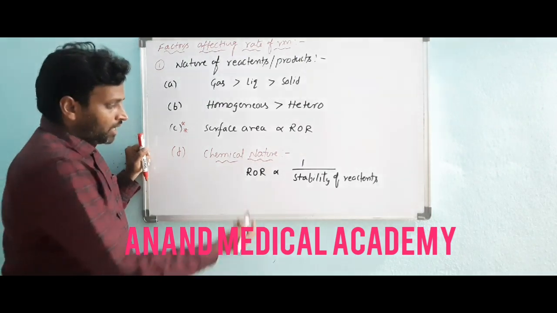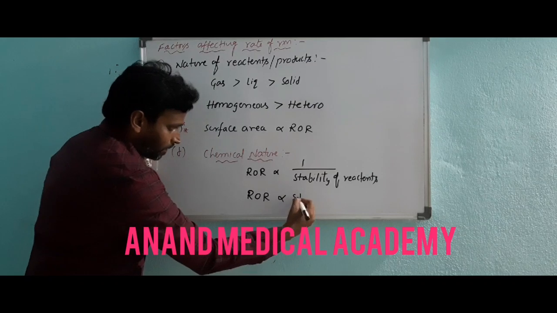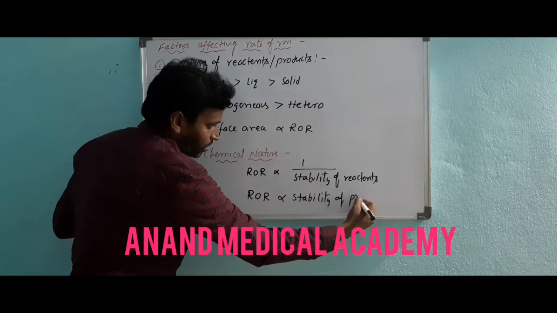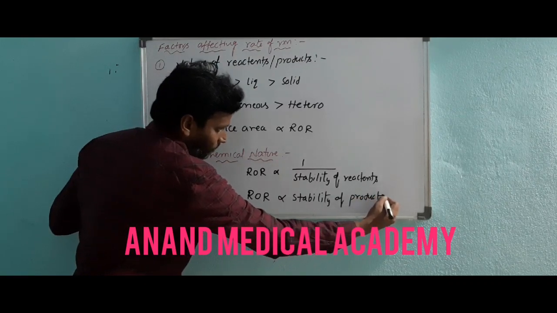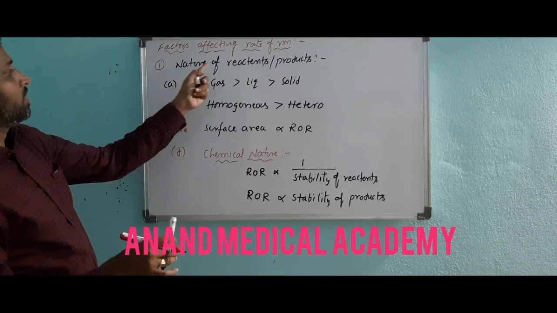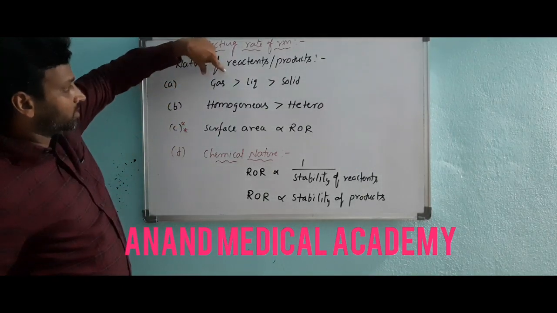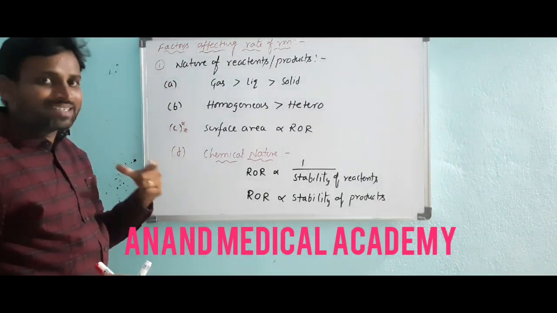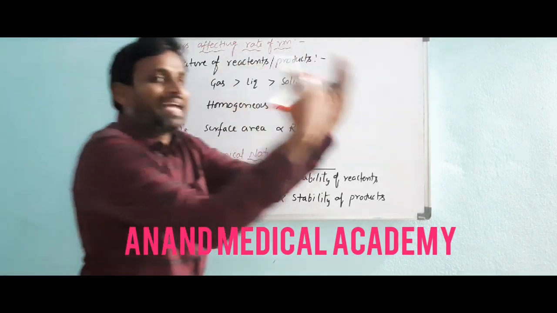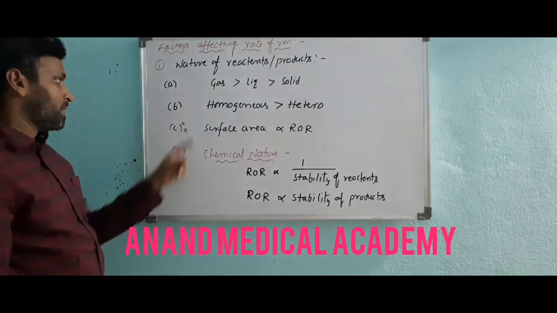But here, the rate of reaction, next thing, is directly proportional to the stability of products. So we discussed four things in one, nature of reactants and products. One is gases are more reactive, I told you. If gaseous reactants are taken, they can react easily and form products easily. That is the first thing.